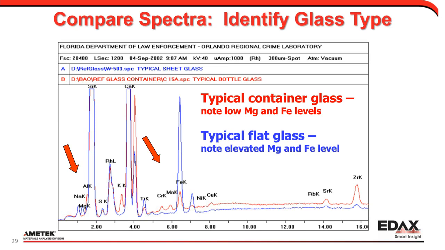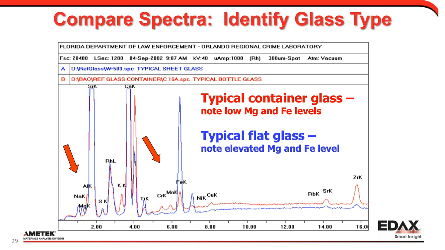So this is an example characterizing the glass type. We're comparing two spectra from two different glass fragments. The red outline spectrum is a typical container, a bottle-type glass. The blue outline spectrum is a typical flat glass. That might be like a window glass, for example. You can see in the container glass where the red arrows are marked that it has lower levels of magnesium and iron, and that the window glass has elevated levels of magnesium and iron. So these are characterizations that can help you to identify the glass type.